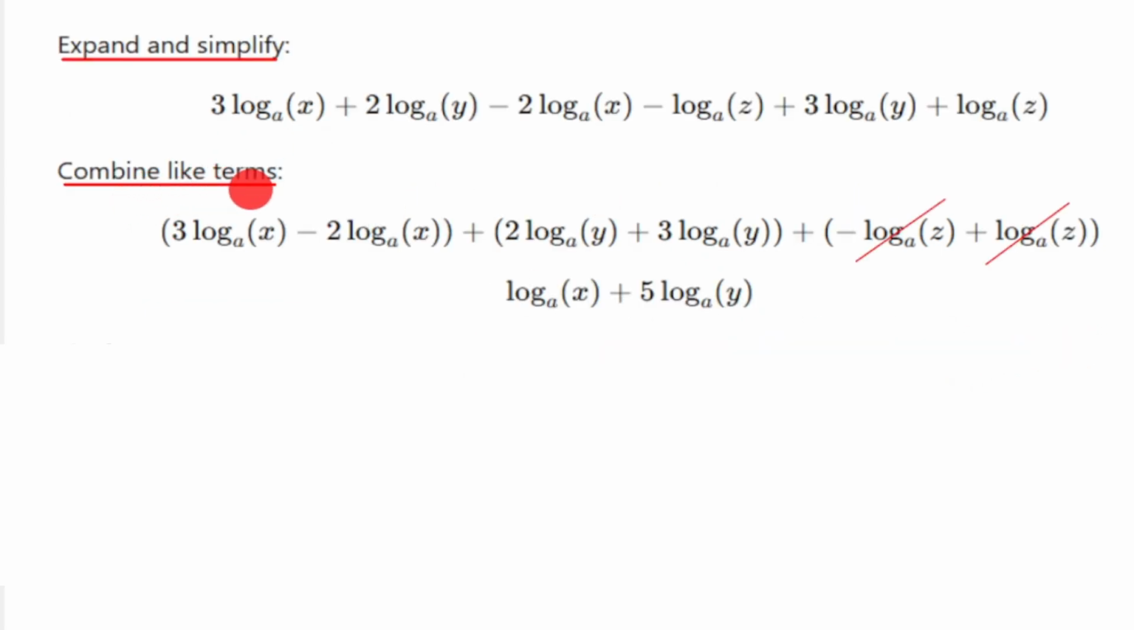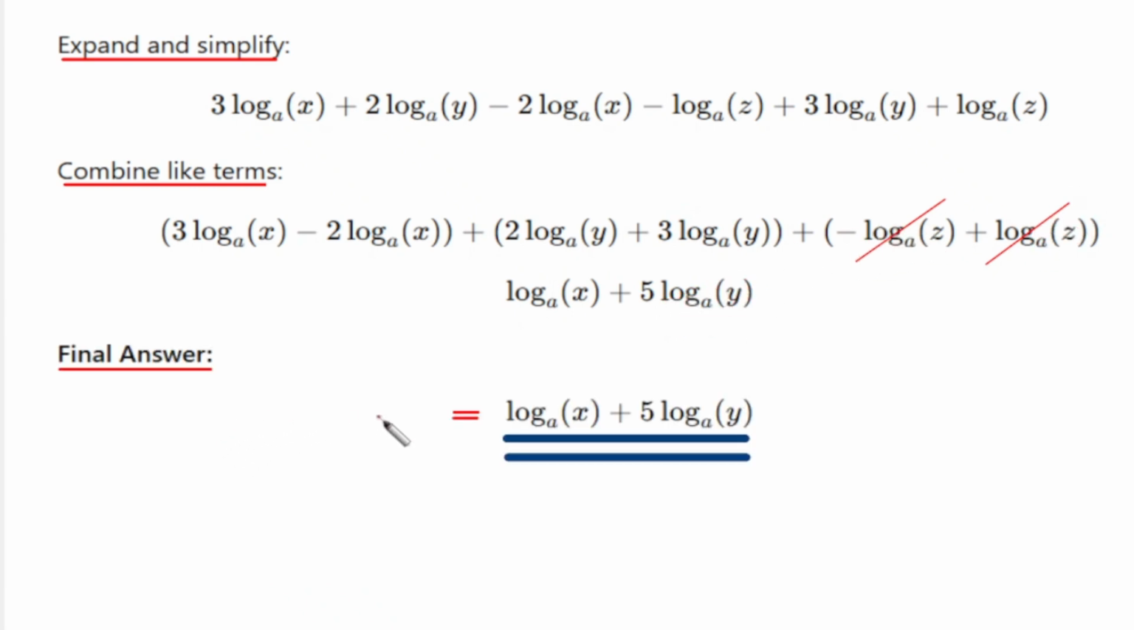When we combine like terms, 3 minus 2 gives logarithm of x to the base a, and 2 plus 3 becomes 5 logarithm of y to the base a, and the z terms will cancel out. So the final answer is logarithm of x to the base a plus 5 times logarithm of y to the base a. This is the simplified answer.